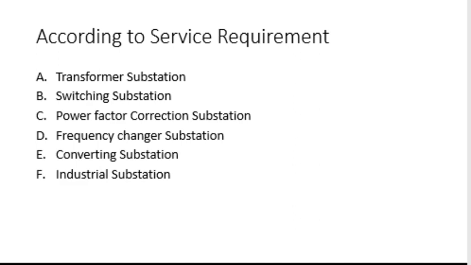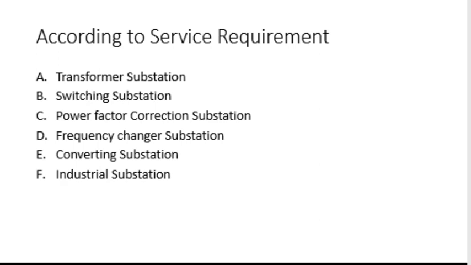So first of all, the first is the transformer substation. As the name suggests, it has a transformer. In this type of substation the voltage levels will be changing. If the line is coming in at 132 kV, it will be stepped down, or it can be stepped up to some other voltage level. So the basic function of a transformer substation is changing the voltage level.